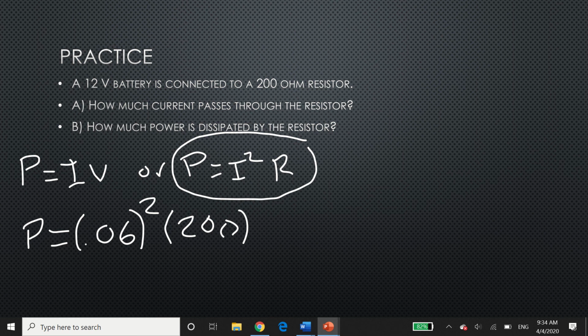Using that, we're solving for power. We solved for current in the last problem, which we found was 0.06 amps. So that number is going to be squared, and then multiplied by our 200 ohms of resistance. That gives us 0.72 watts if we multiply that out. Remember, the units for power are watts, which is joules per second.